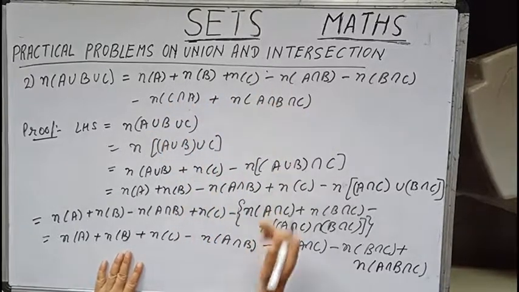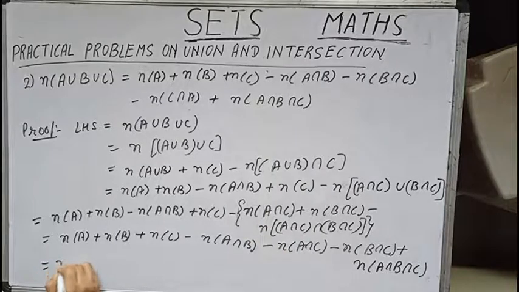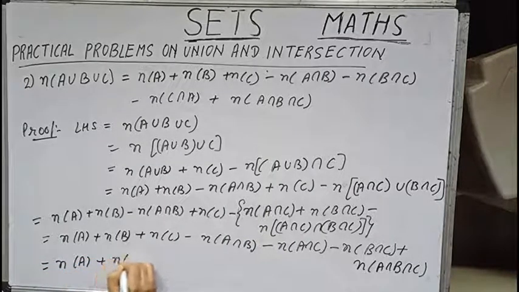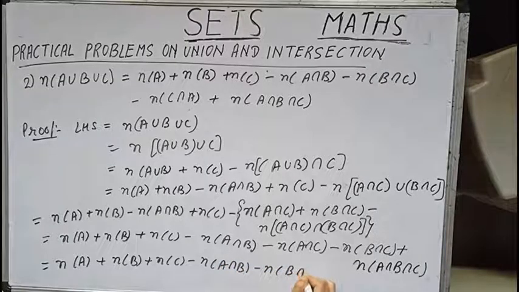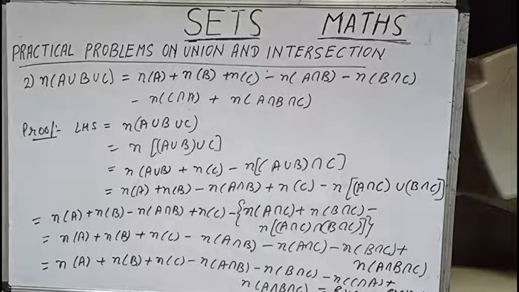Now since I have written in this format, I will be rewriting in that format only. So I am writing n(A) plus n(B) plus n(C) minus n of A intersection B minus n of B intersection C minus n of C intersection A plus n of A intersection B intersection C, and hence this one equals RHS and hence proved. So now children, you know the formula for the number of elements in A union B as well as A union B union C. Let us proceed to the next.